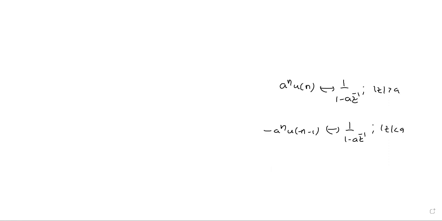Now let us see the combination of both positive sided sequences and negative sided sequence. Write the problem. Find out the Z transform of the discrete signal x of n equal to a power n into u of n minus b power n into u of minus n minus 1. Try to solve this problem.